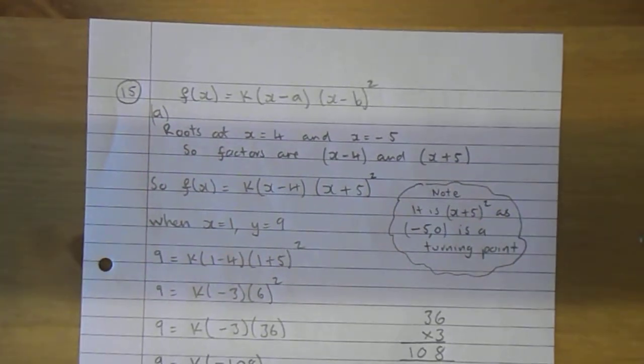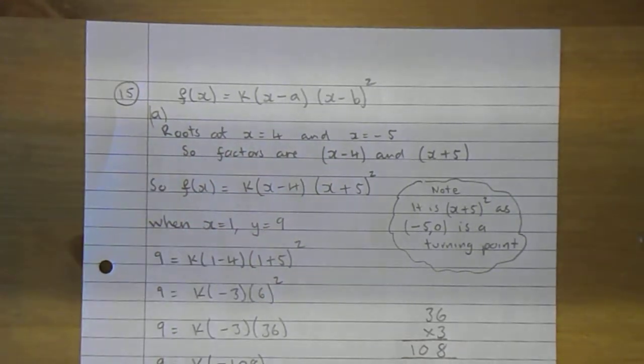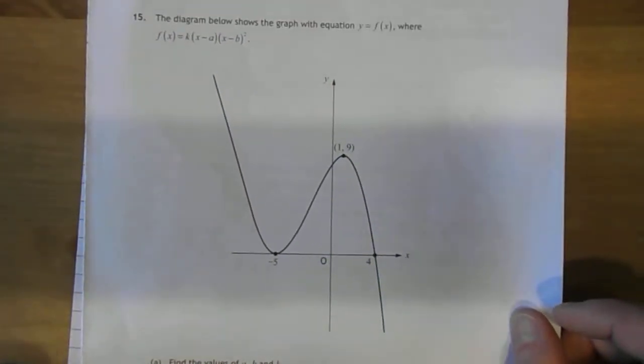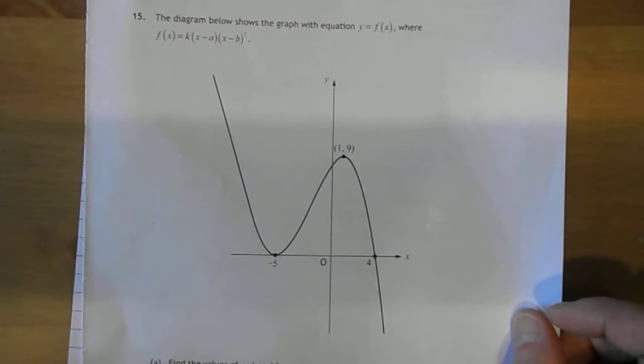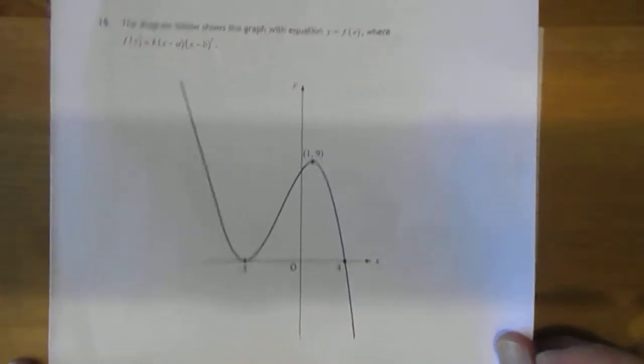Okay, question 15 gives you a diagram of y equals f of x, and they tell you f of x is k times (x take a) times (x take b) to the power of a half, and there's the diagram they give you there. Then it says find the values of a, b and k for question A. Maybe you can just see that.